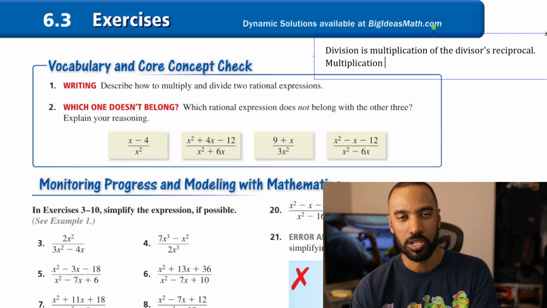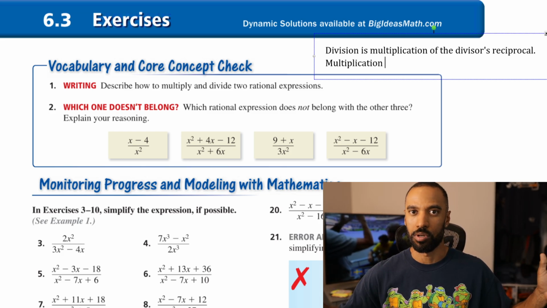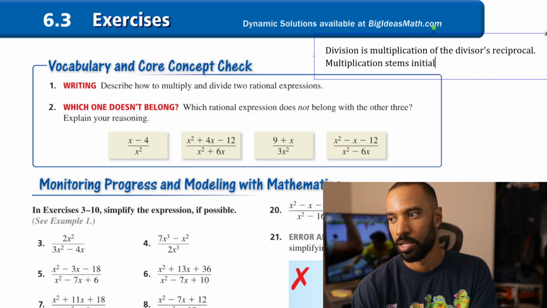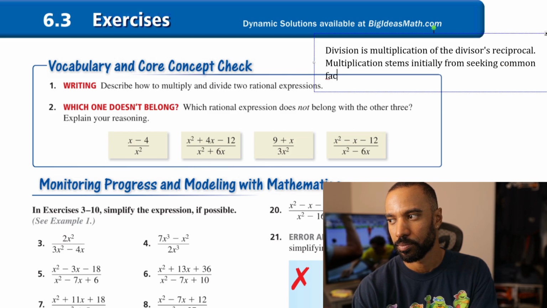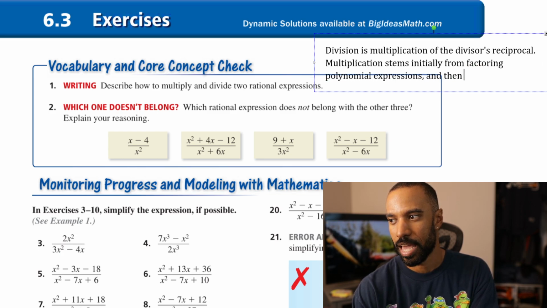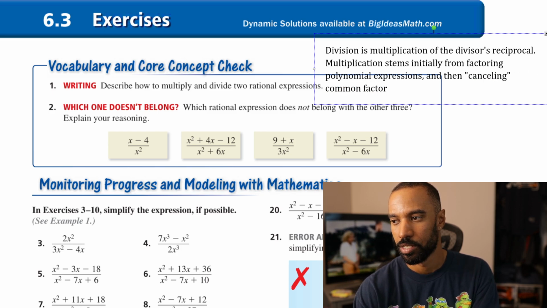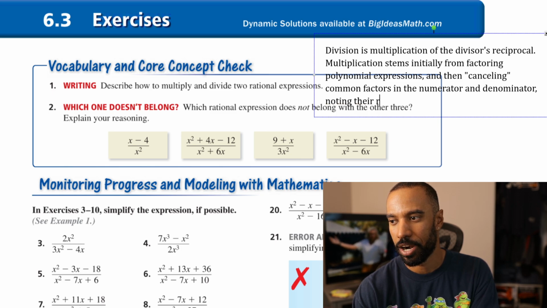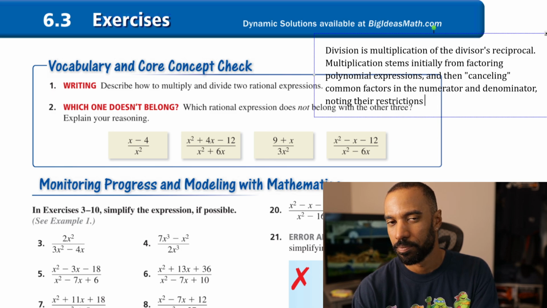See, what we're not doing in multiplication, guys, is our goal isn't to like FOIL and distribute. No, we want to create factors. Multiplication stems initially from seeking common factors. Excuse me, from factoring. Yeah, from factoring polynomial expressions. And then canceling common factors in the numerator and denominator. Noting their restrictions in the simplified expression.